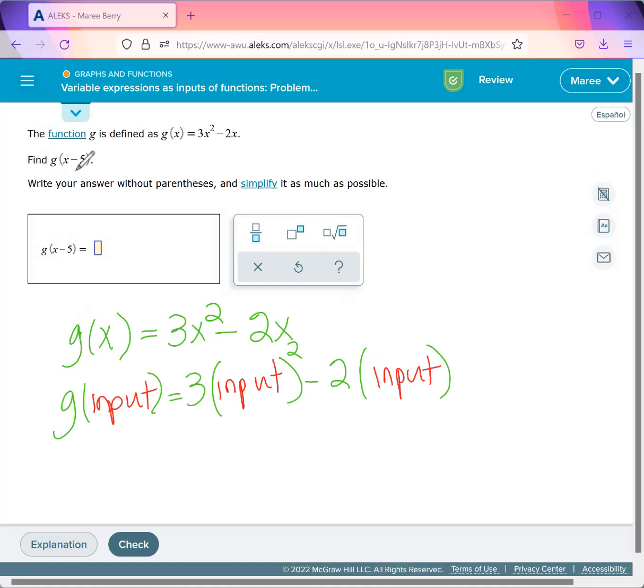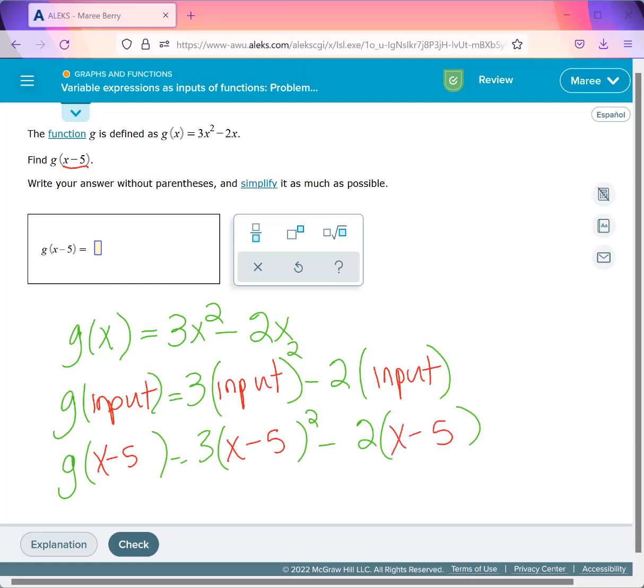But instead of doing g of x, our input is going to be x minus 5. So we're going to put here g of equals 3, and we'll put our input there and square it. And then we'll do minus 2 times our input. So our input will be x minus 5. And so we'll do 3 times x minus 5 squared minus 2 times x minus 5.